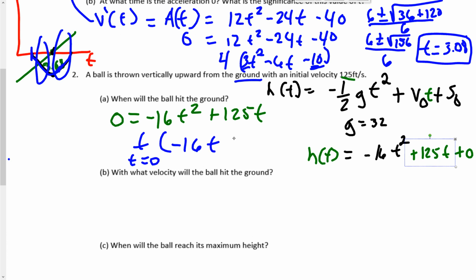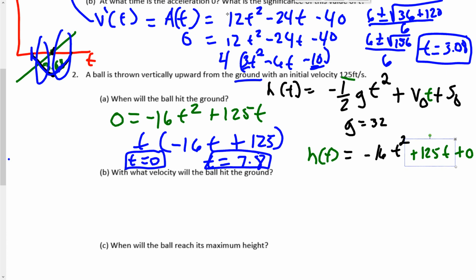And then 1t left, plus 125. And now I can go ahead and set that equal to 0, subtract 125, and divide by -16. And we get, let's see, -125 divided by -16 is t equals 7.8. So those are our two times that we are at the ground.